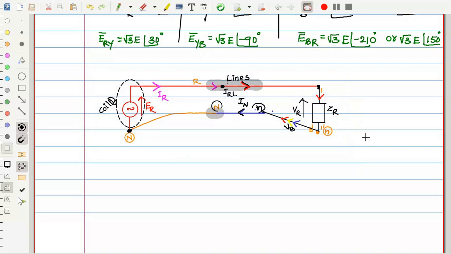Now try to observe carefully. What is the voltage across the R phase? Let me say this is the R terminal, R line, and N. What is the voltage between R and N? What is the voltage between R and N? Er? Yes or no? Can you hear me?